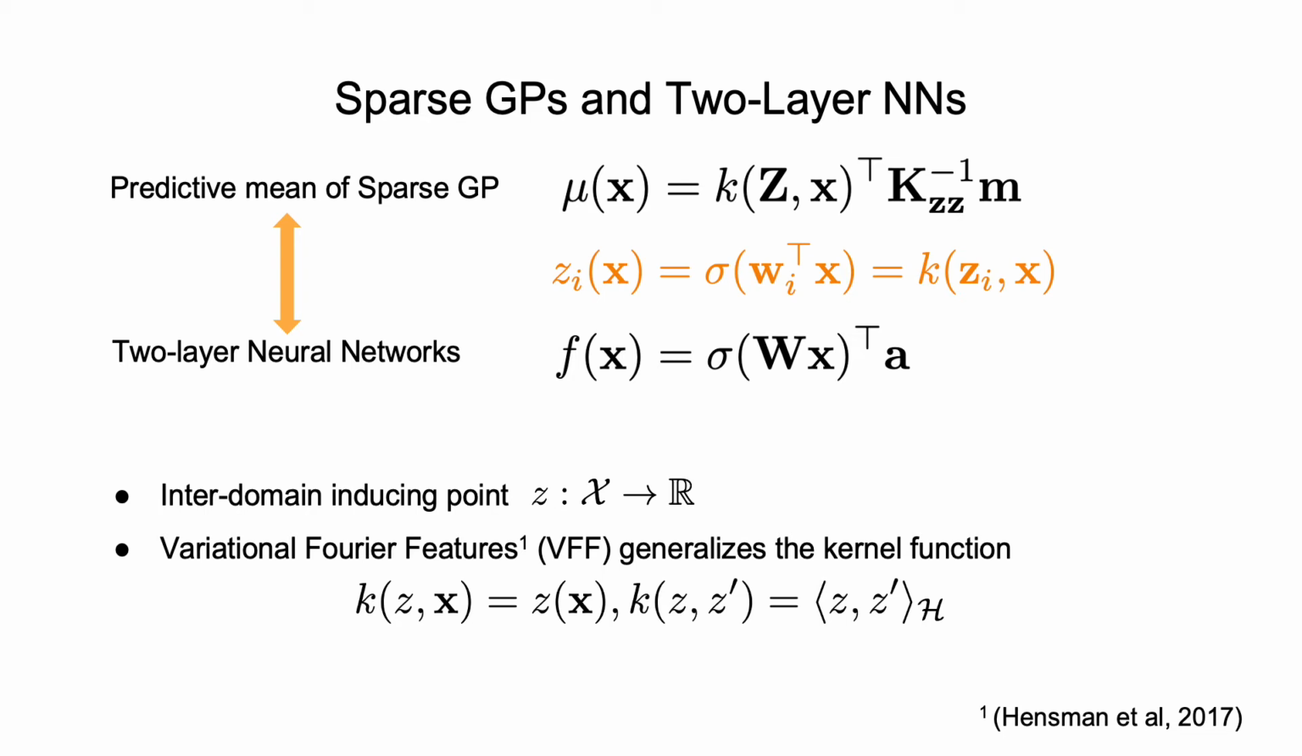We use i to indicate the index of the hidden unit, z_i being the ith inter-domain point. It is defined as the activation. Using the technique of VFF, the kernel function between z_i and x becomes exactly the ith activation, so that we match the left nonlinear transformation term exactly. If we use m equals k_zz times a, then the right linear term matches exactly as well. So finally, we can see the predictive mean of the sparse GP becomes exactly the two-layer neural network. And the width of the neural network is the number of inducing points in the sparse GP. When we use wider neural networks, we are expected to approximate the true posterior better.